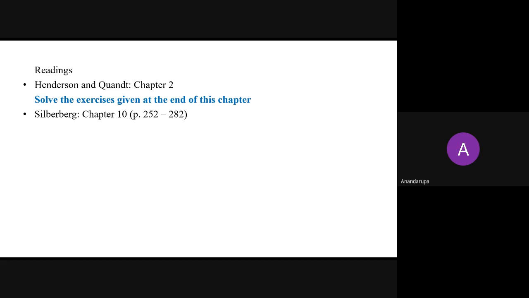Okay. And I sent you another book, Silberberg's book. From Silberberg's book, please check chapter 10, pages 252 to 282. There are many things. Next day, we will start talking about output maximization and cost minimization. All these problems are covered in pages 252 to 282. This is also another very good text, Silberberg's book. Okay, so I'm closing the class here.